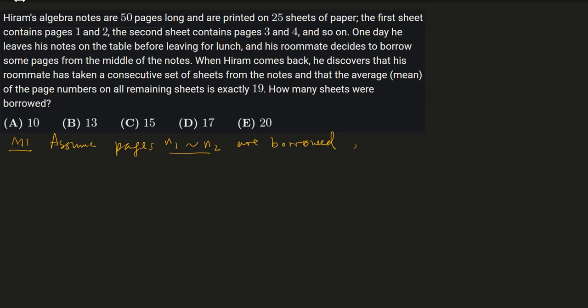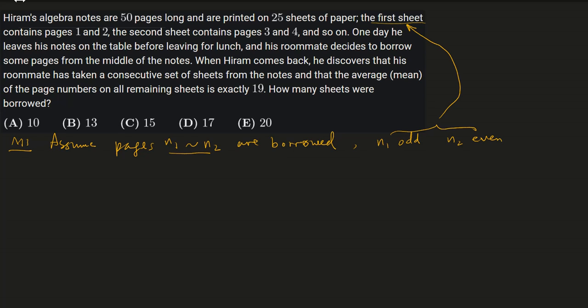And therefore, we know that N1 shall be an odd number, and N2 shall be an even number. These facts are directly from the example, right? We know that the first sheet contains pages 1 and 2, the second contains 3 and 4, and so on and so forth. However, this fact may not matter that much, and you'll find out in our following analysis.